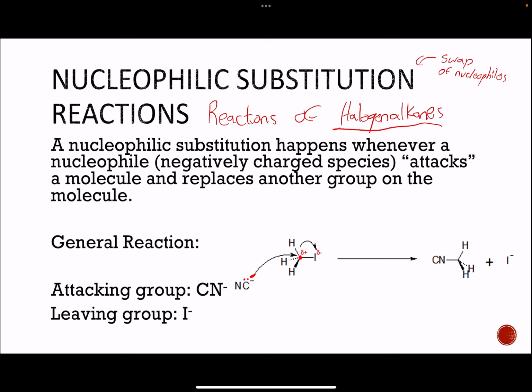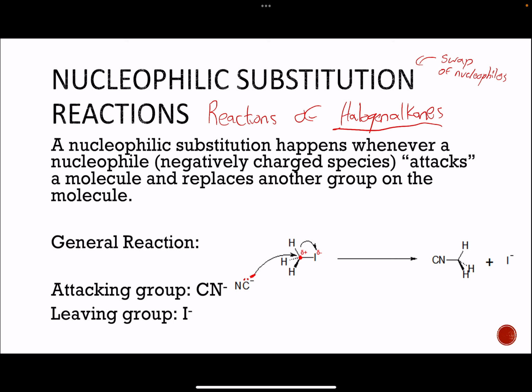You will not have to predict if the reaction happens in this course. You are going to be able to assume that if they give you an attacking group and a halogen alkane, the swap happens. But if you were to study a more advanced version of organic chemistry, we would actually have to determine, is the attacking group strong enough to replace the leaving group? And just for your benefit, I'm going to talk a little bit about what makes a leaving group a good leaving group.